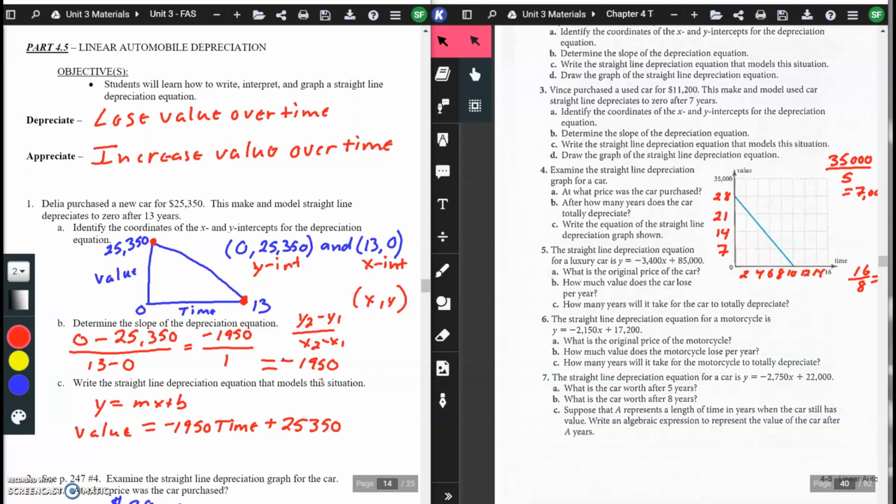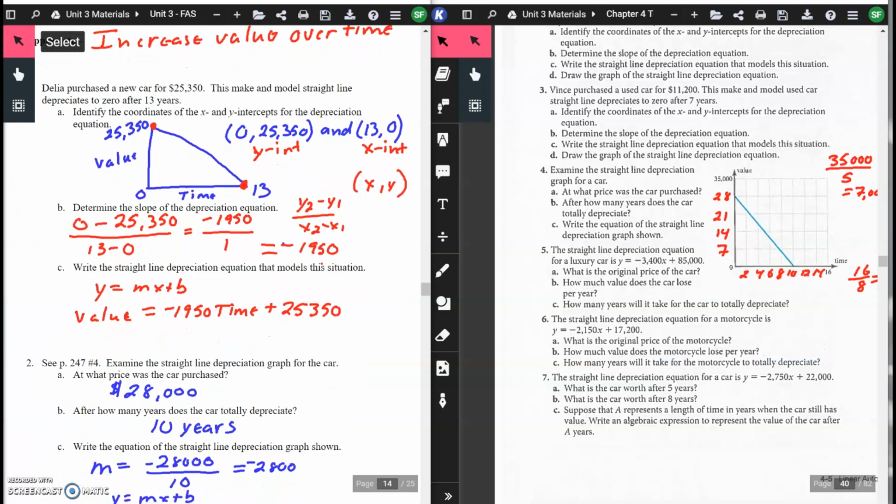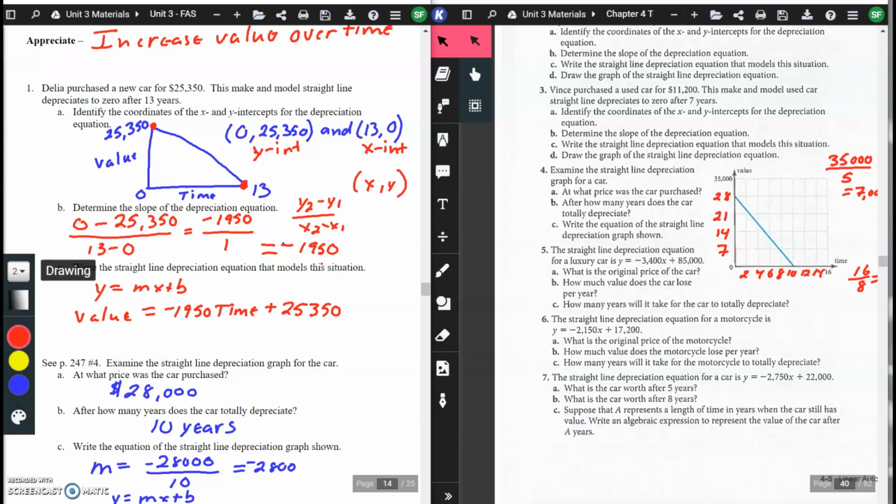Part B, it says determine the slope of the depreciation equation. Remember, the slope equation is y2 minus y1 over x2 minus x1, and these x and y values come from your point. The first part of your point is your x value, the second part is your y value. So you notice here we have our 2 points up at part A, so we'll call this x1, y1 and x2, y2. It doesn't matter what x1 is as long as the x1 and the y1 are together and the x2 and the y2 are together. So just take those numbers from the points in part A and plug them into your formula.